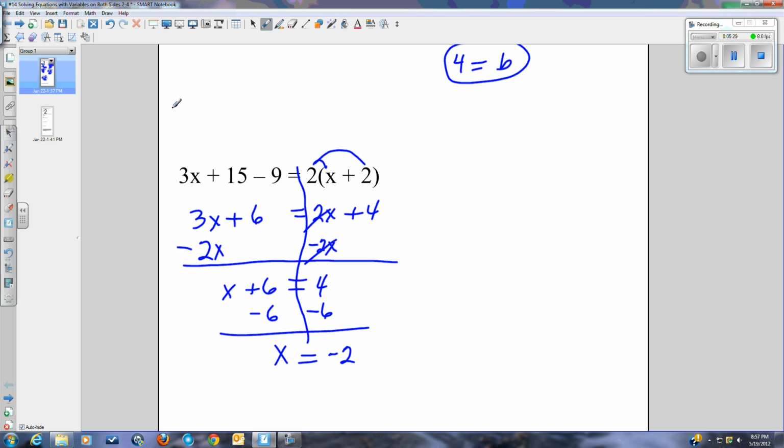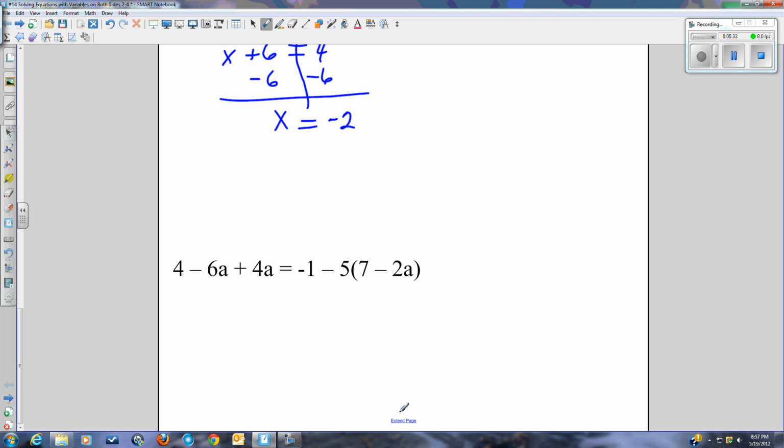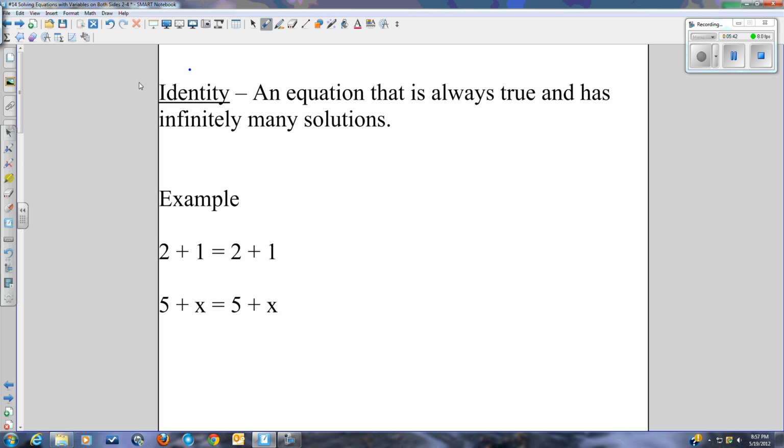Let's move on to this next problem, which I'm actually going to have you try on your own, see how you do with that. Let's go to the next page.